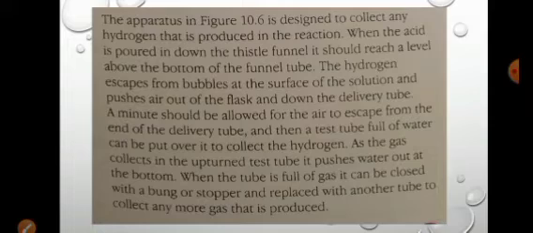As the gas collects in the upturned test tube, it pushes water out at the bottom. When the tube is full of gas, it can be closed with a bung or stopper and replaced with another tube to collect any more gas that is produced.